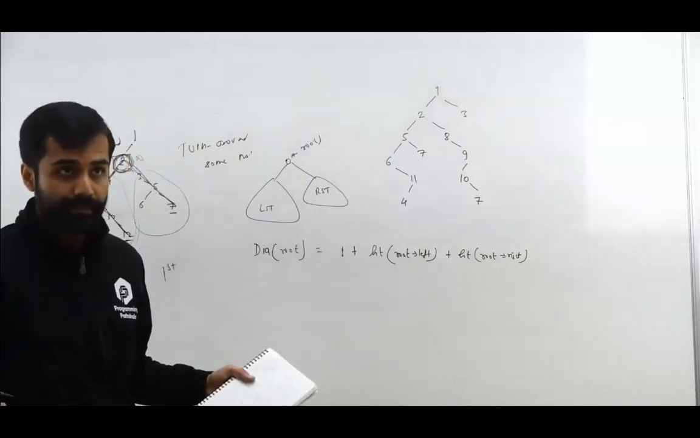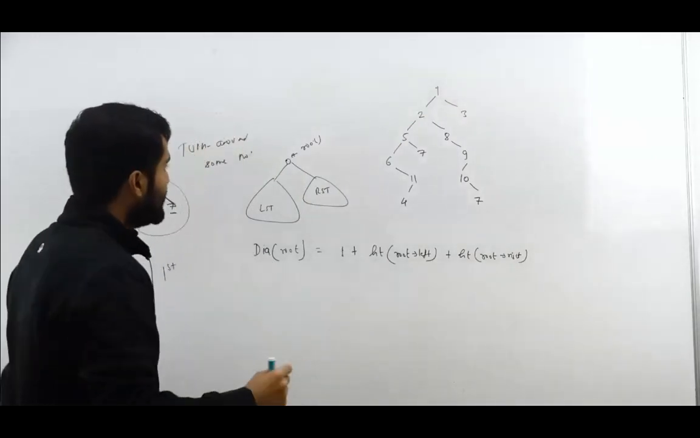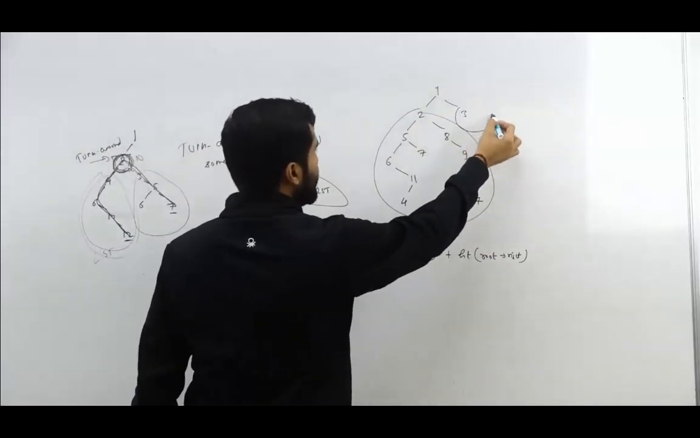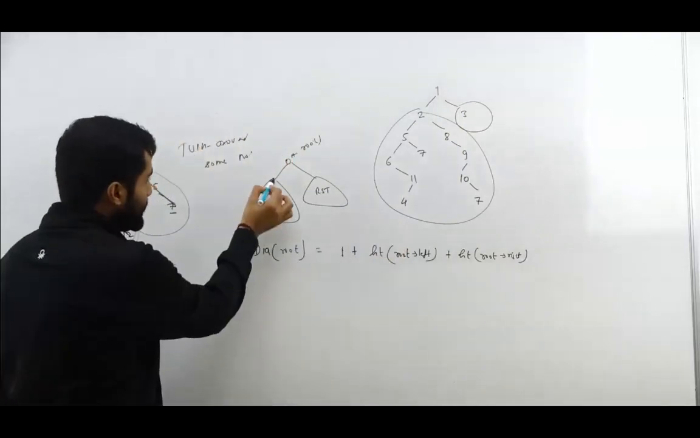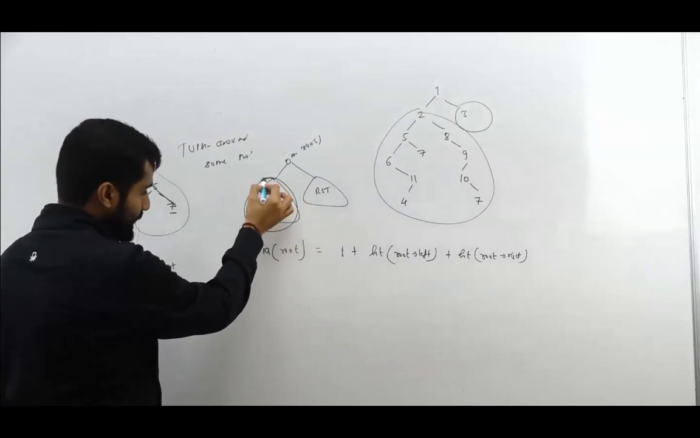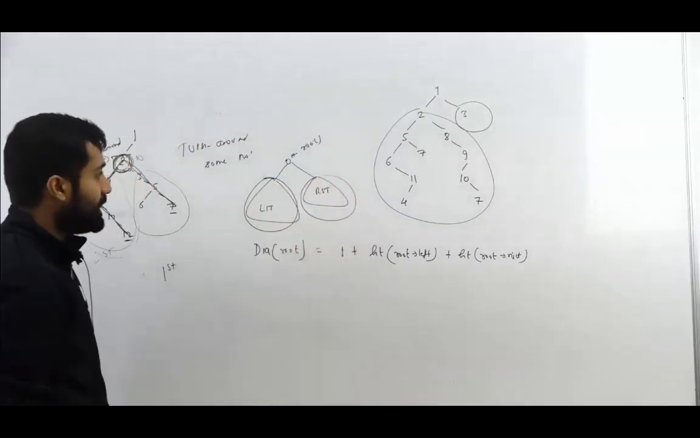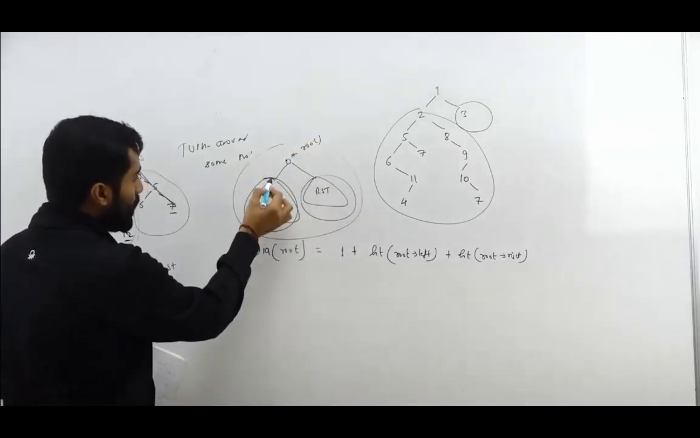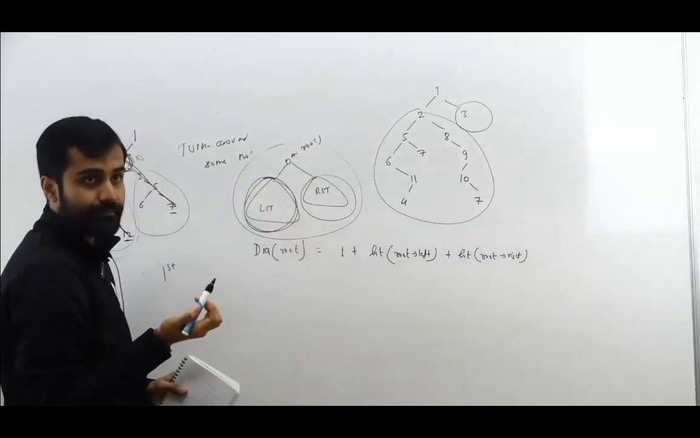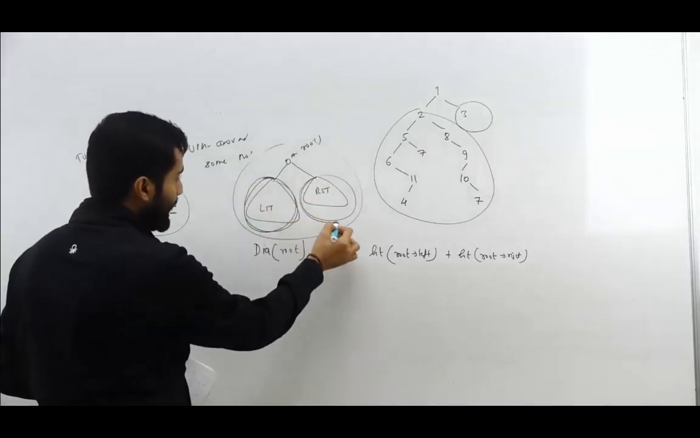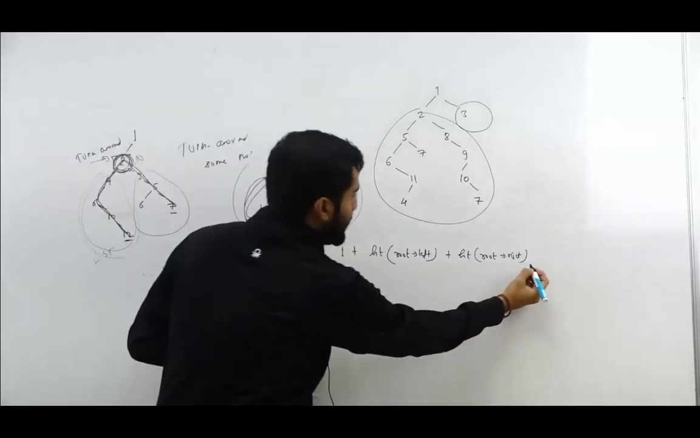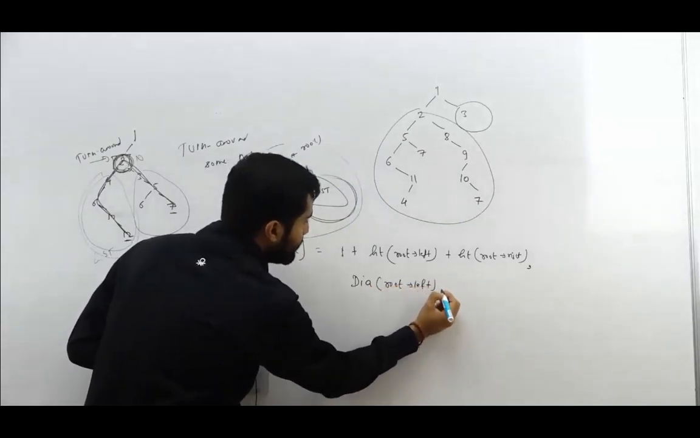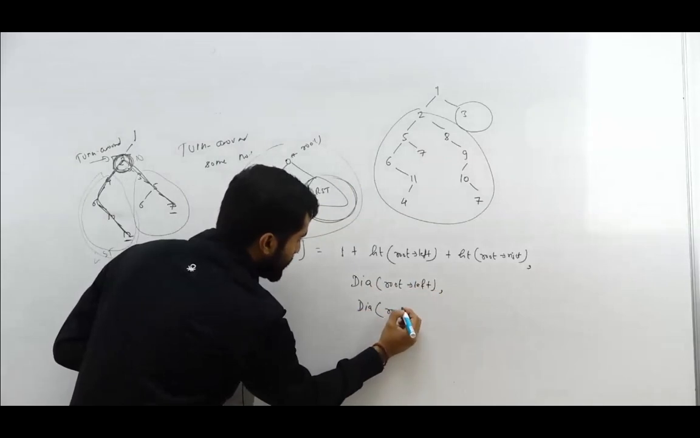So what are the other options? The other options are that my diameter could either be contained entirely in my left subtree, or it could be contained entirely in my right subtree. So if dia of root tells me the diameter of this, then dia of root left will tell me the diameter of this recursively. Similarly, dia of root right will tell me the diameter of this. So the second option that I have is dia of root left. And the third and final option that I have is dia of root right.